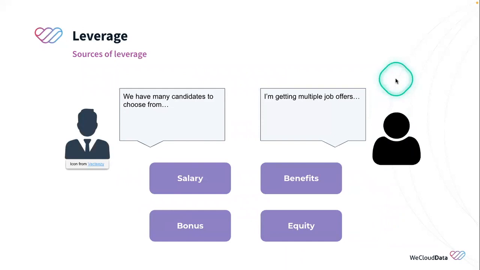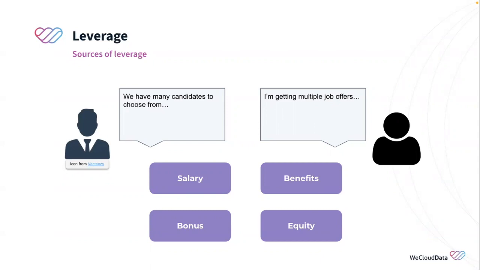And the last thing I want to cover before we wrap all these things up is leverage. Leverage is actually very important. Leverage can be the difference in a 10 grand salary negotiation. It could be the difference between more benefits, less benefits, bonuses, or you getting equity, maybe in a startup or something. So leverage comes from both parties.